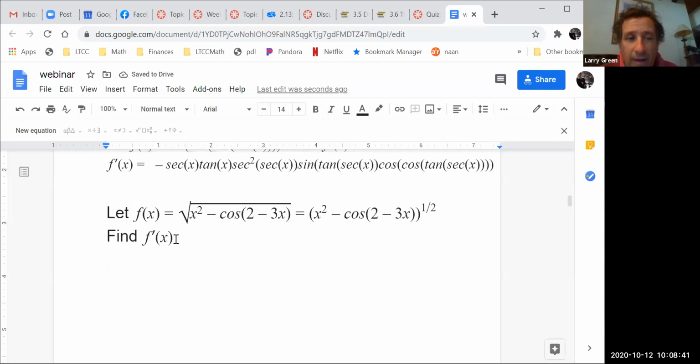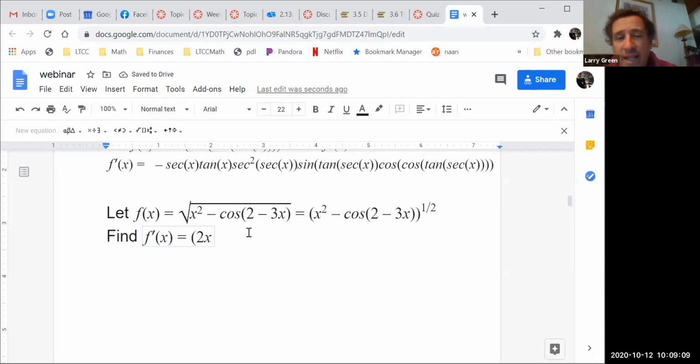It just works a little better for me. And now I can start working this out. So I need to use a chain rule. So I need to take the derivative of the inside. What's the derivative of x squared? That you should all know by heart. That should be easy for you. What's the derivative of x squared? 2x.